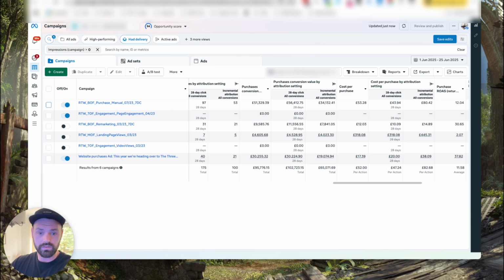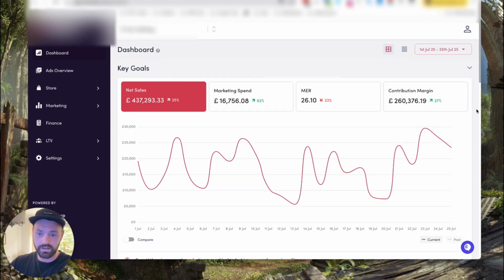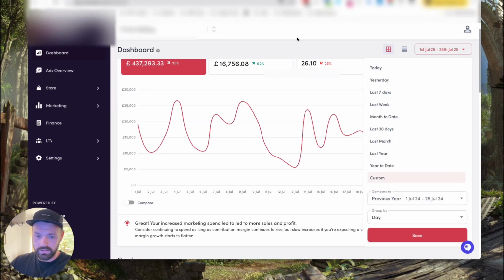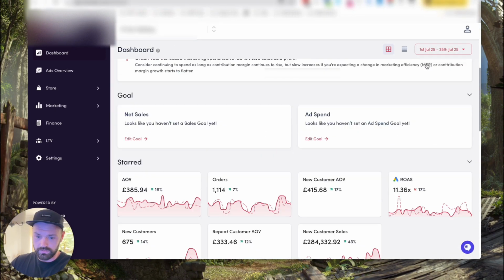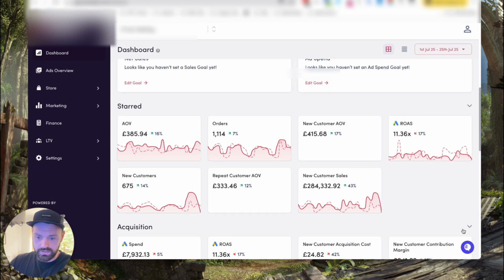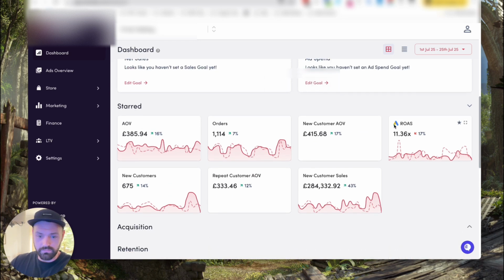Now the second part of this is that's what Meta is showing us. What does this actually mean for the bottom line of our business? We use an e-commerce tool, which is really a profitability tool, and it measures all of our main metrics. I've highlighted a couple to really focus on.